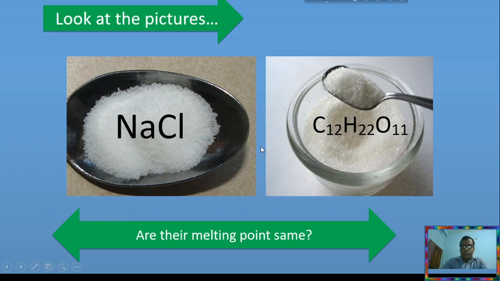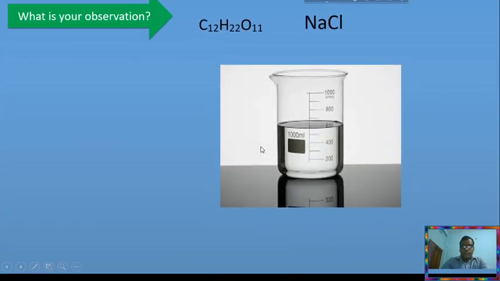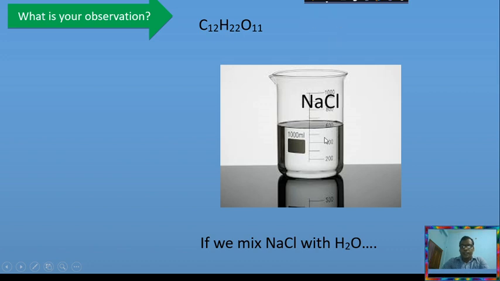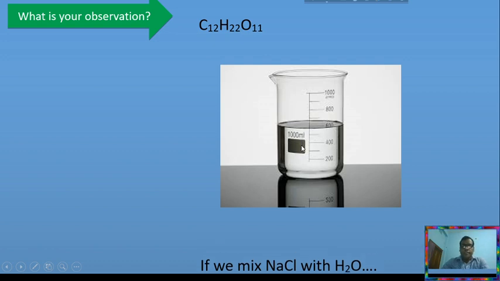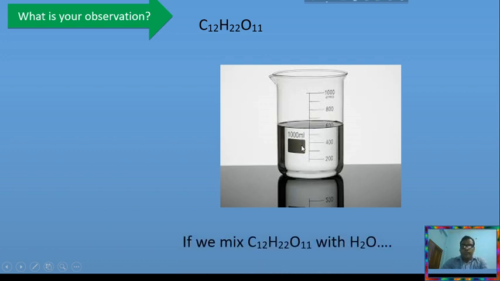So I have a lot of questions for you. Look at another picture. This is a beaker containing some water. My dear students, if we mix this sodium chloride with water, what will happen here? Yes, sodium chloride will dissolve in water and produce a sodium chloride solution. And another question is, if we mix this sugar in this water, then sugar will mix with water and produce sugar solution. Am I right?